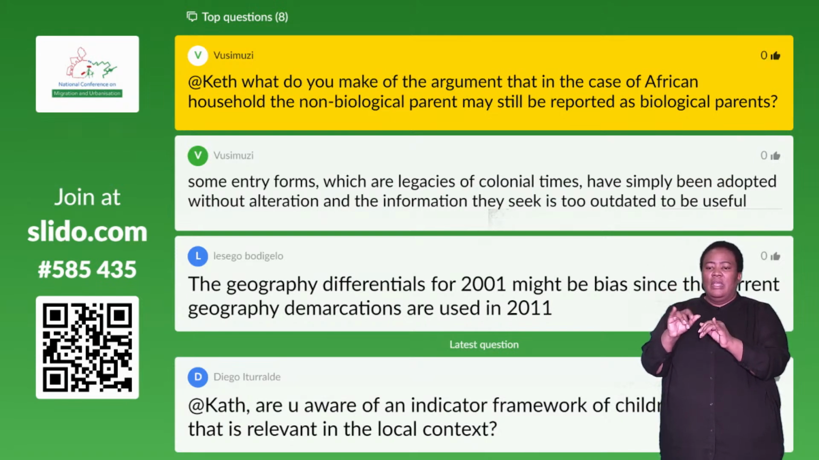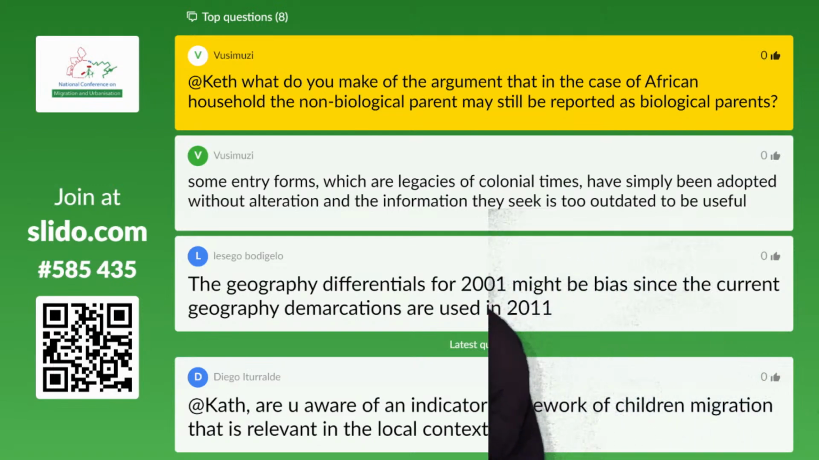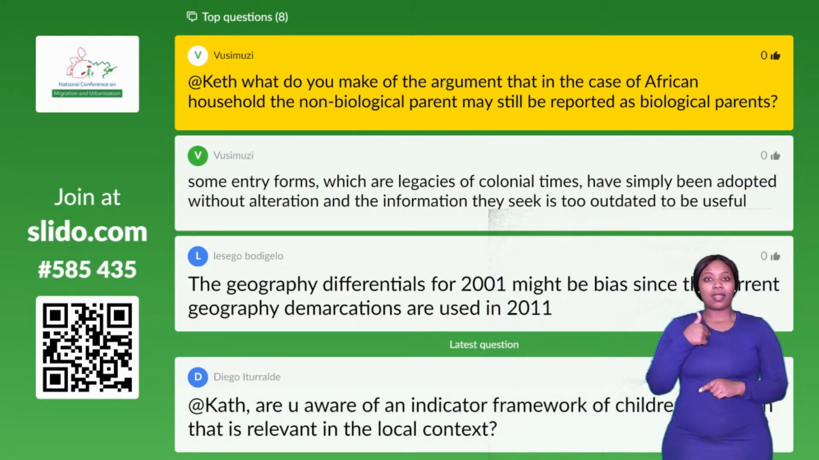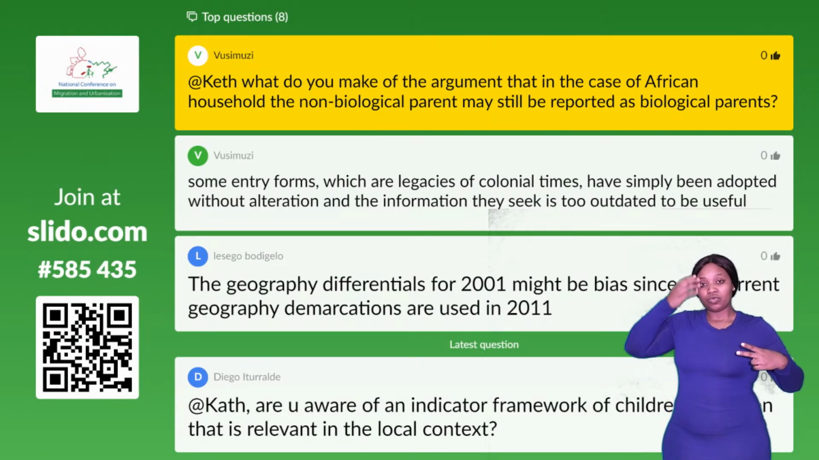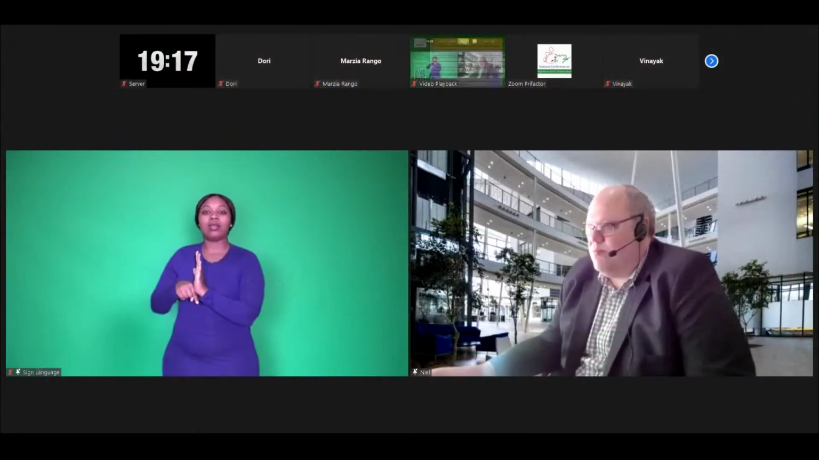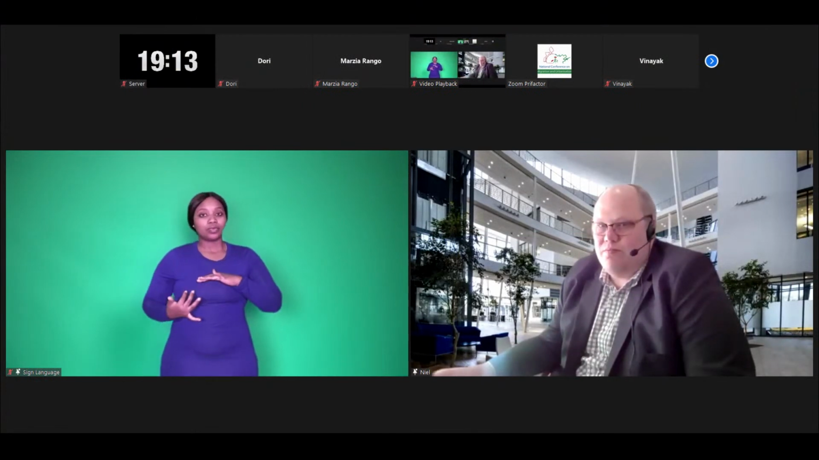Okay, thanks. Diego, I'm not sure about what indicator framework you are referring to. I would like to find out more. There are all kinds of frameworks around. I was also interested and want to go more into an aspiration. There's an aspiration capabilities framework.